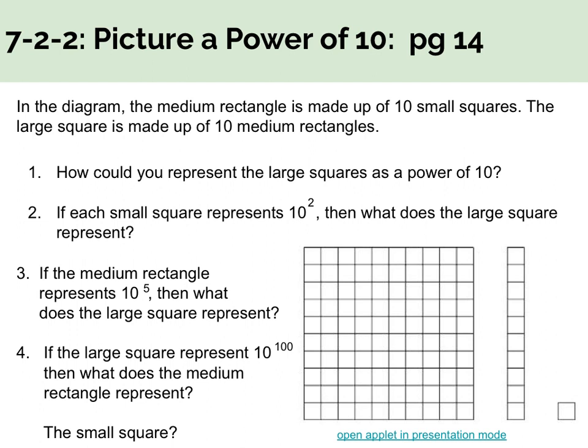So on page 14, we have this diagram. It says, in the diagram, the medium rectangle is made up of 10 smaller squares.